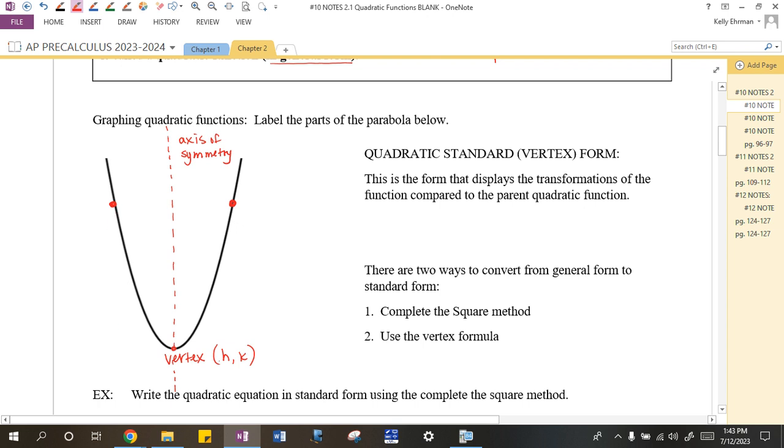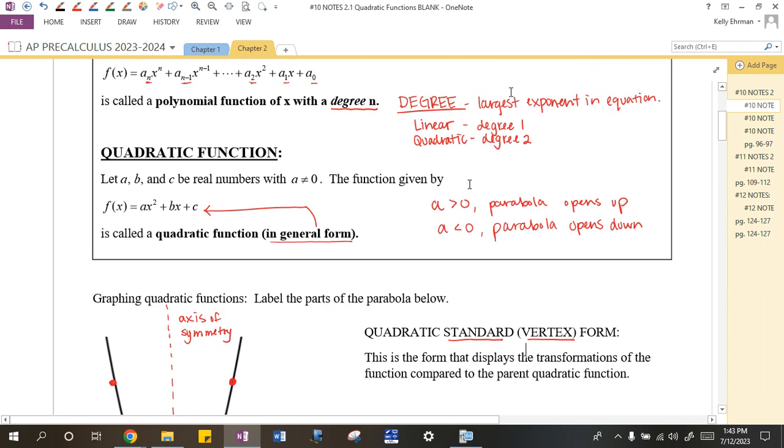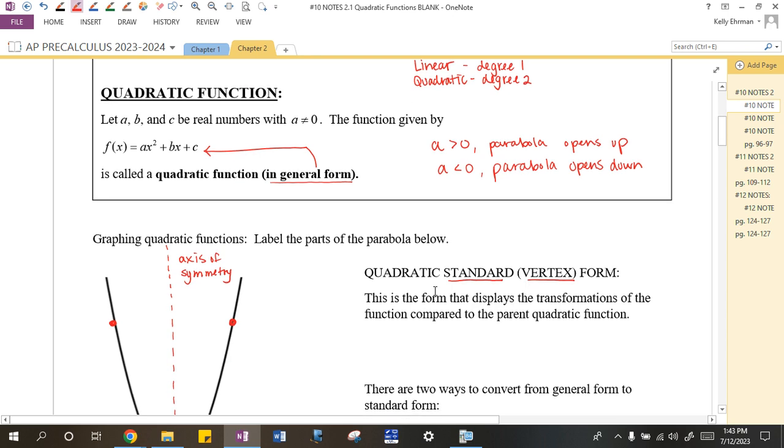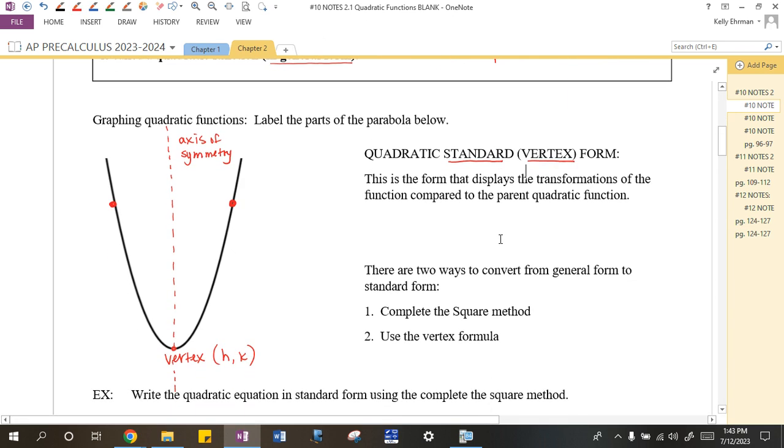The reason we call the vertex h, k is because we could also write a quadratic equation in standard or vertex form. I'll use those two phrases interchangeably. Some textbooks call standard form this general form, so that gets confusing. So just know that for us in this class, standard is vertex. And this is the form of quadratics that we've actually already looked at. It's the form that we use for transformations.